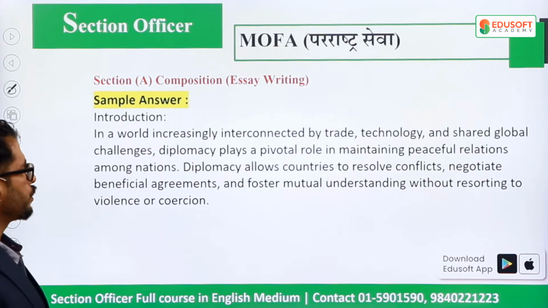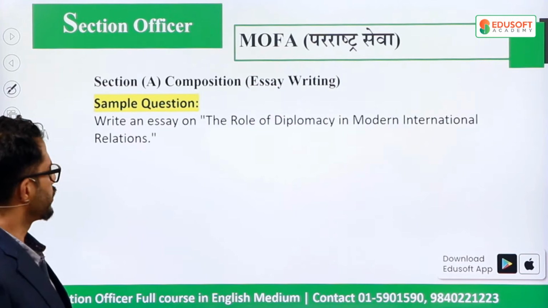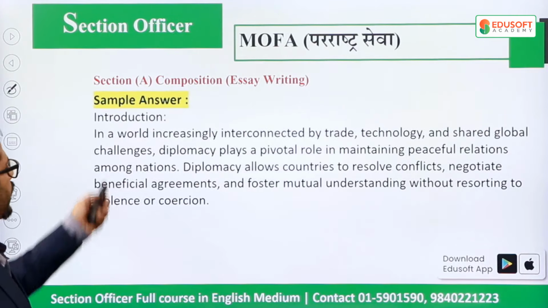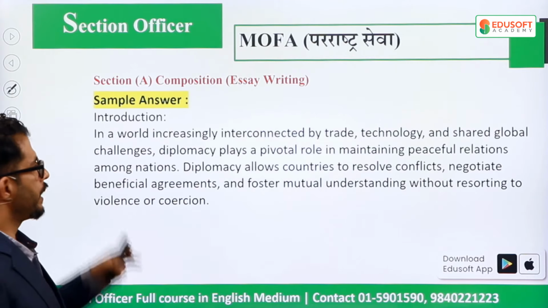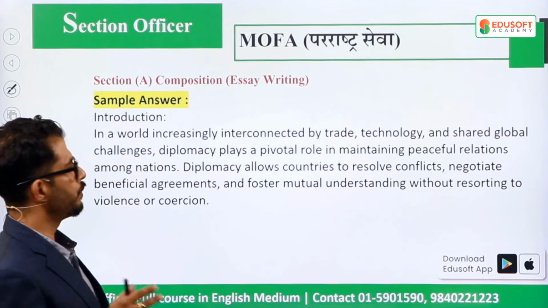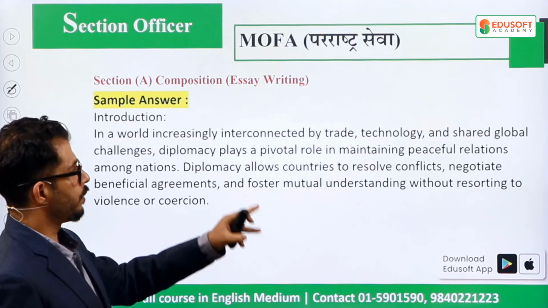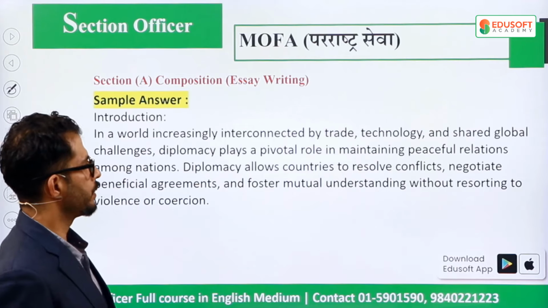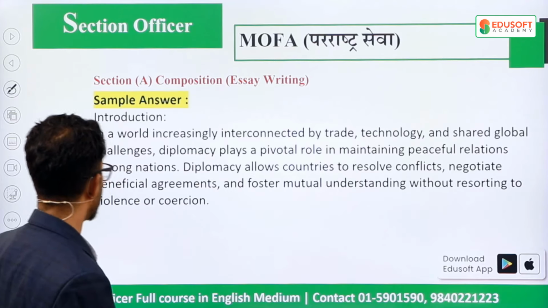What's our title? First, we need to understand the title. The title says that the role of diplomacy in modern international relationship. Role of diplomacy. Diplomacy ko role ke cha international relationship ka लागि हेर्दाखेरि in a world increasingly interconnected by trade, technology and shared global challenges, diplomacy plays a pivotal role in maintaining peaceful relations among and within nations. And diplomacy allows countries to resolve conflict, negotiate beneficial agreement, and foster mutual understanding without resorting to violence or coercion.